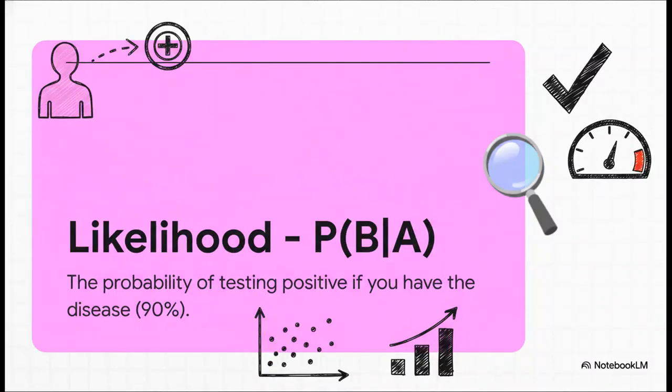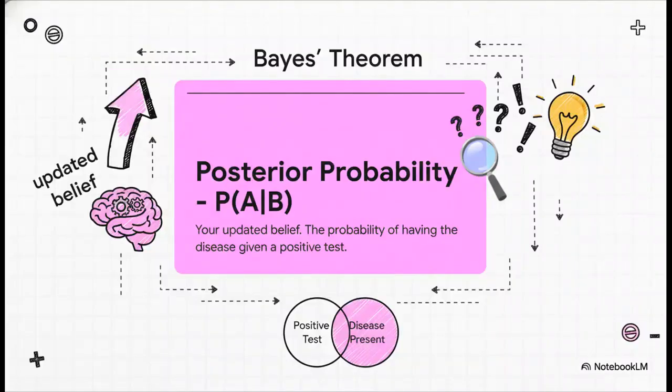All right, next up, we have the likelihood. This part, P of B given A, is all about the strength of our new evidence. It asks a really specific question. Assuming I have the disease, what are the chances the test would catch it? Well, the test is 90% accurate, so that's our answer. The likelihood is 90%.